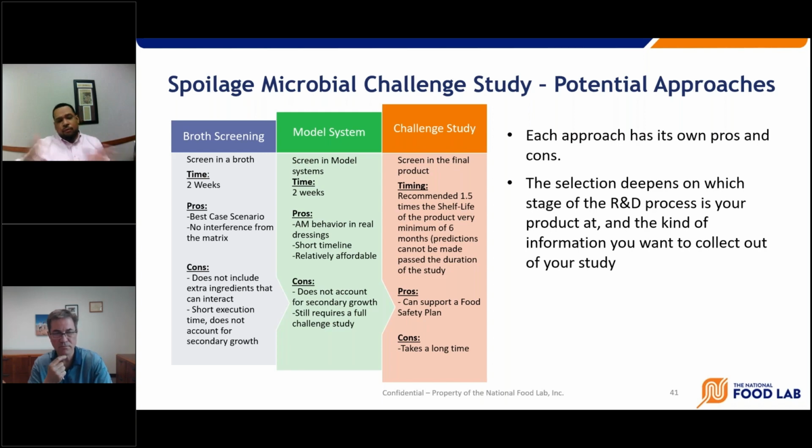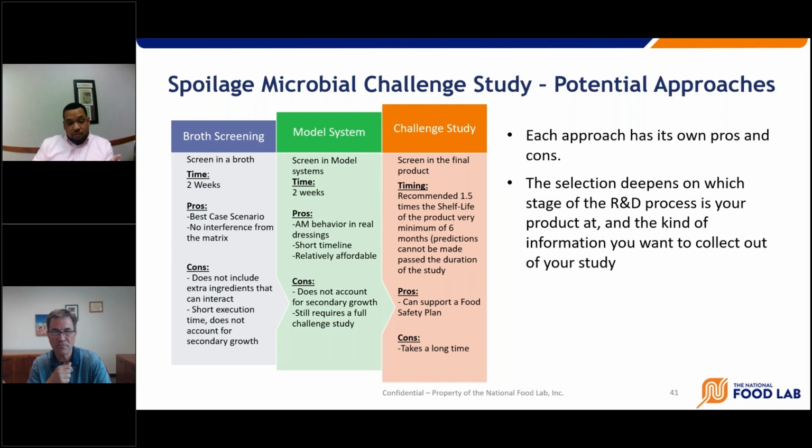Then if you move forward into a model system, this is just like a stripped-down version of your food product where you have just the macronutrient levels right, and you start using this to also do a quick screening of how these antimicrobial compounds will behave in your model system.